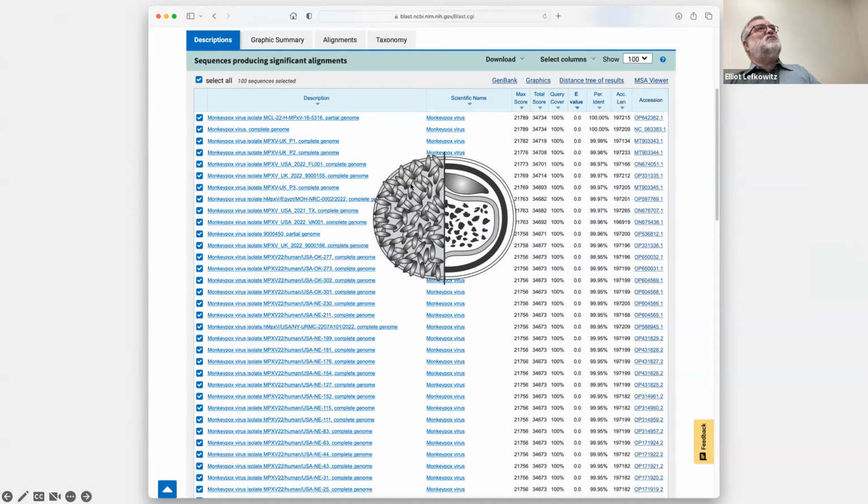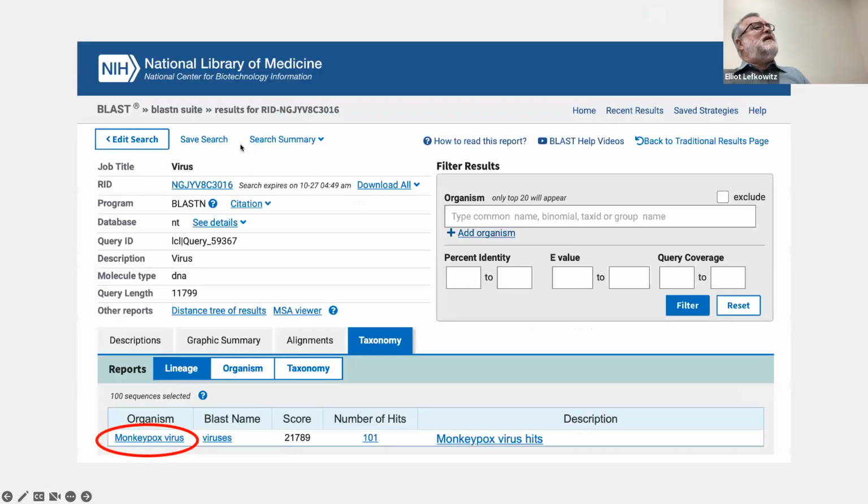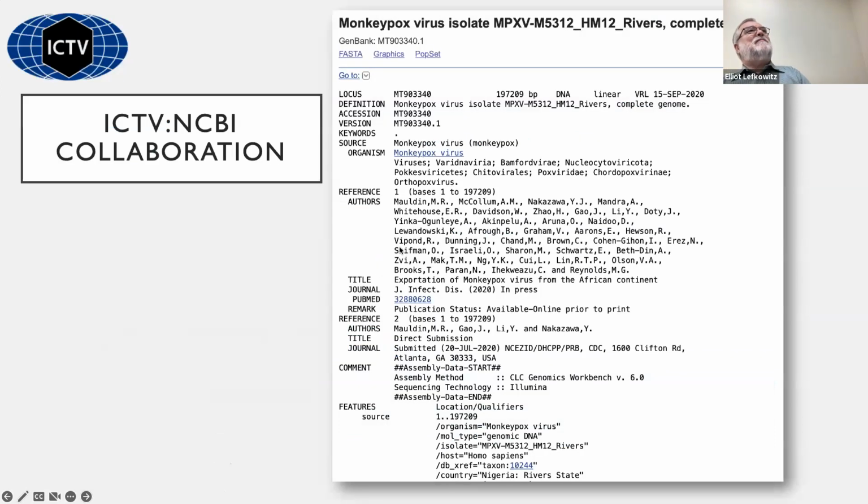If it was something that was related to monkeypox, but not closely related, we might see other hits here. And let's say we really weren't that familiar with monkeypox and we didn't know anything about the disease it would cause. So what we do is come down here, and we can look at the taxonomic relationships based upon the blast results that were returned. And again, it shows us monkeypox. And if you click on the organism itself, what you get is the GenBank record.